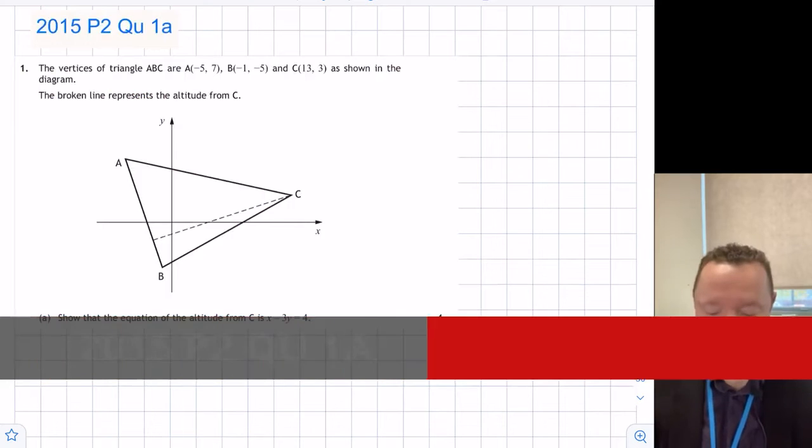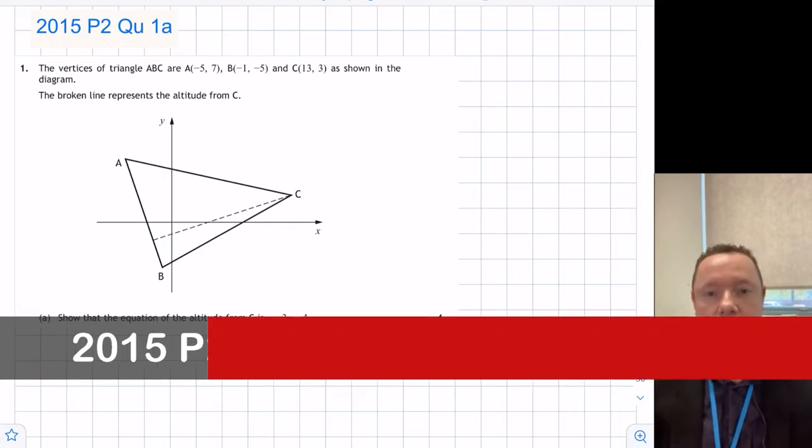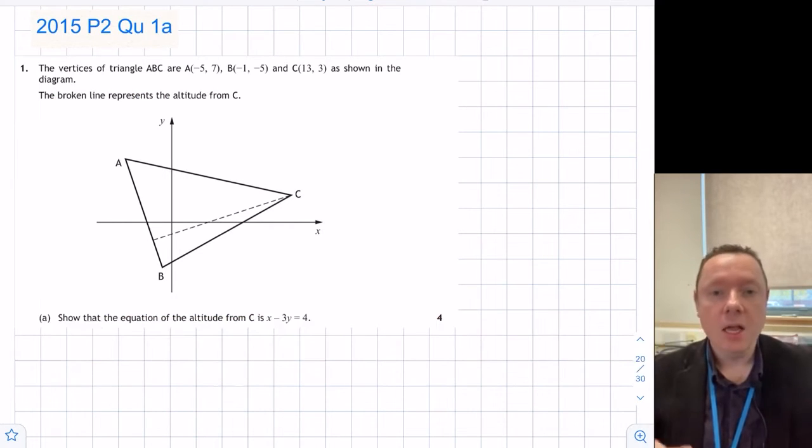Okay, a little past paper question, 2015 paper 2, just question 1a. You'll notice that most of these questions have 3 parts. You'll find the equation of various things. Once we get to the end of this course, we'll bring it all together and we'll show all 3 parts together. But for now, we'll just do part A.